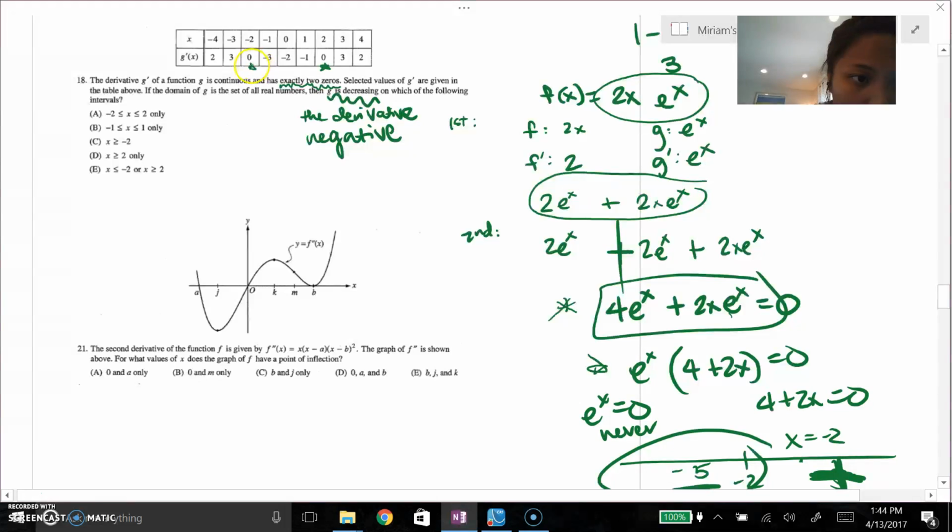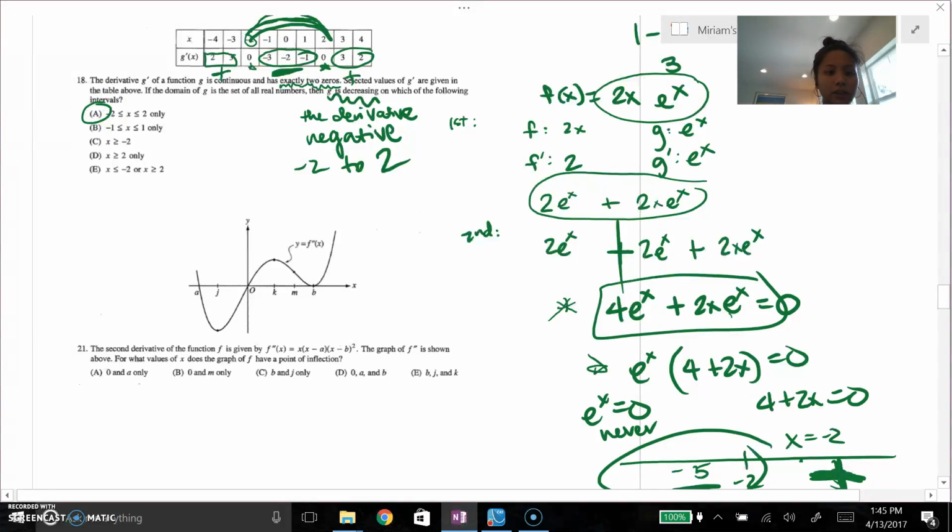Well, let's look. Before negative 2 here, my values are positive. Then I hit 0. Then afterwards, my values are negative. Then I hit 0. Then afterwards, my values are positive. So the interval is from negative 2 to 2, where it's negative. Okay, we're decreasing. So from negative 2 to 2. Where is that? Right here. Perfect.